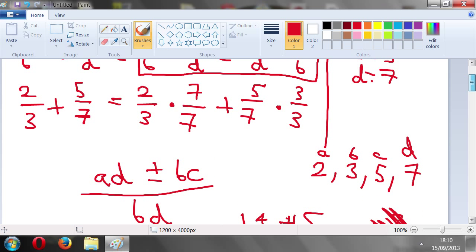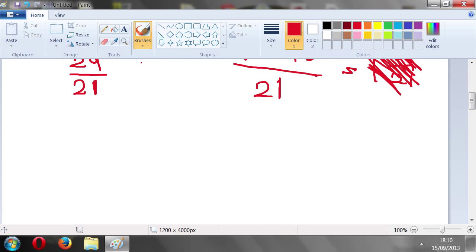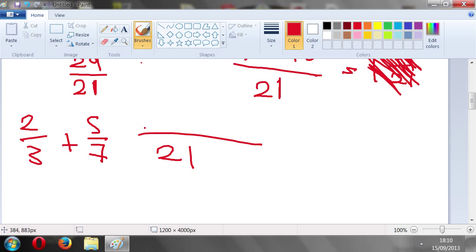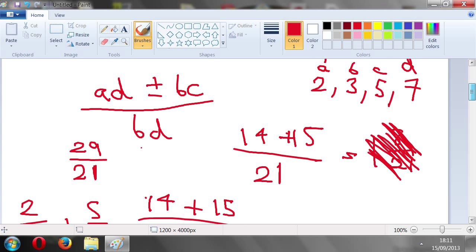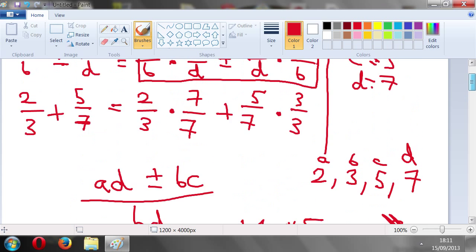I suppose the other way, how would I normally do that? You can also do it this way, but it's actually the same, isn't it? Just put everything over 21. But to be honest, this is more like it, really.